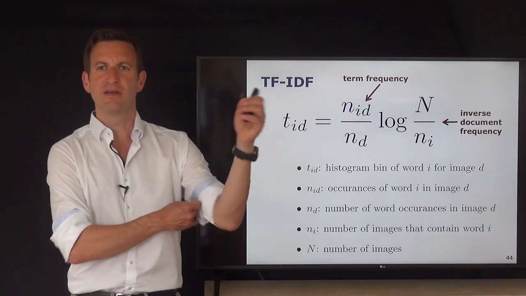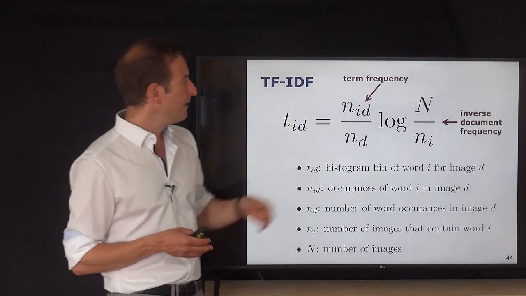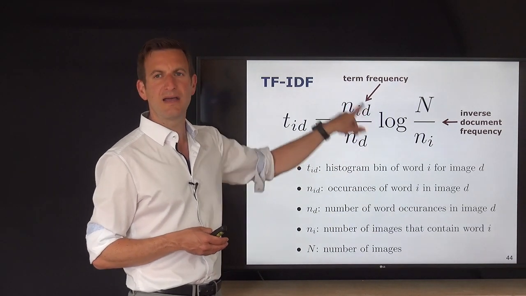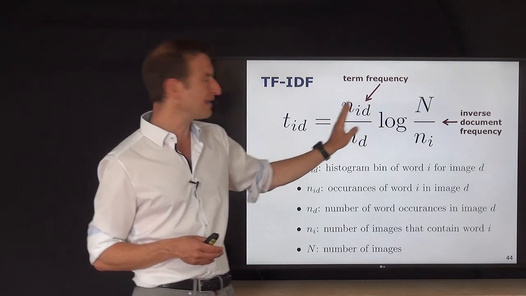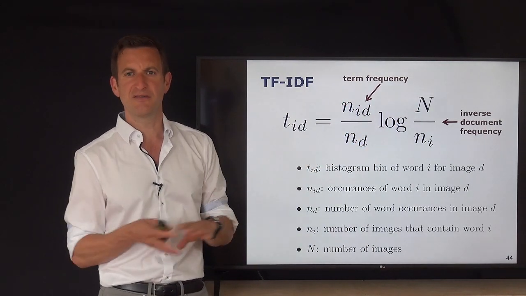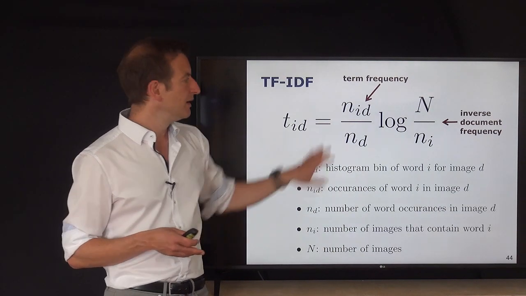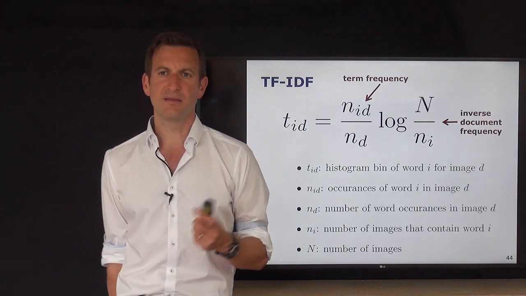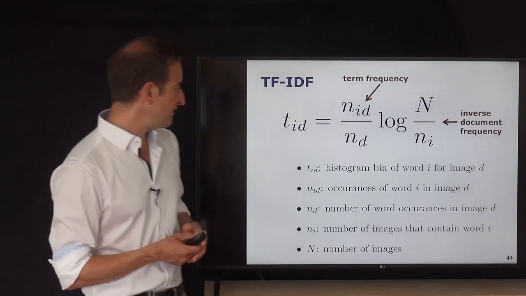So how often does this word occur? This is basically our histogram normalized to 1. If you ignore the second part and just look at the first expression, this is nothing else than taking the histogram that we have and normalizing it, turning it into a probability distribution. And then the second term is the inverse document frequency, and I'm weighting this term by the logarithm of the inverse document frequency. So what is the inverse document frequency?